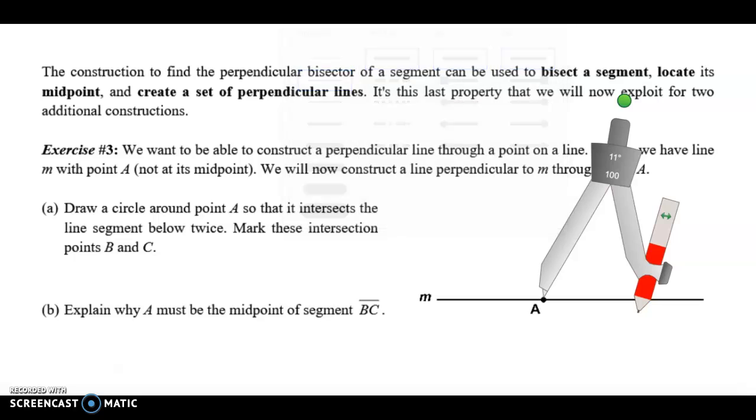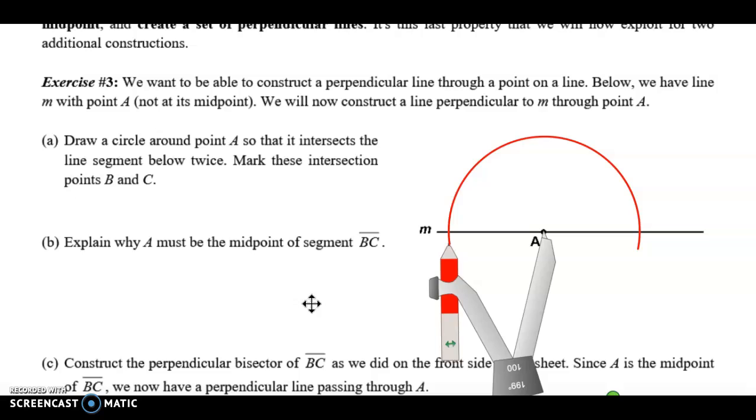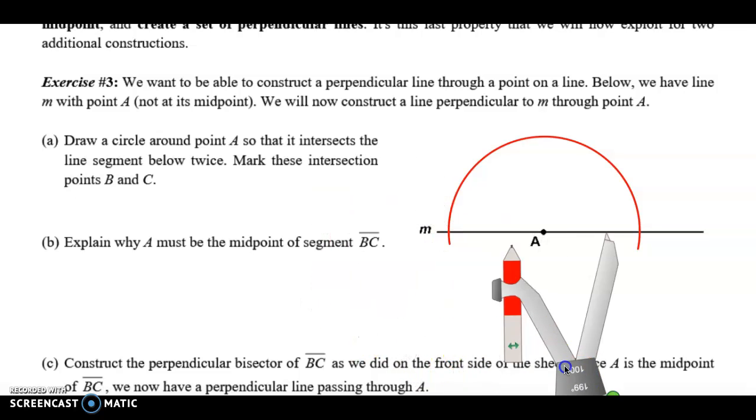All right, so I'm going to put my compass on A, and I'm going to draw an arc on the left and the right. Now, I just dragged it the whole way, but I technically just need an arc on the right side and an arc on the left side. So it has to intersect line M on the left and the right. If it was too big and it went past the line, then remember a line is just a line and you can extend that line.